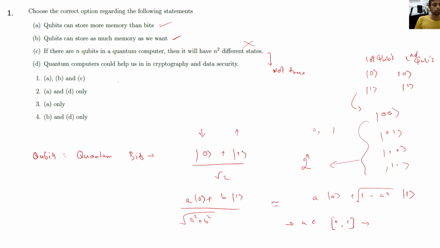Quantum computers could help us in cryptography and data security. So this is true, and hence there is a large amount of research going on in quantum cryptography, security and all. So this statement is correct. So B and D are correct.